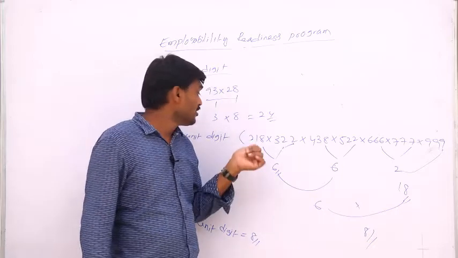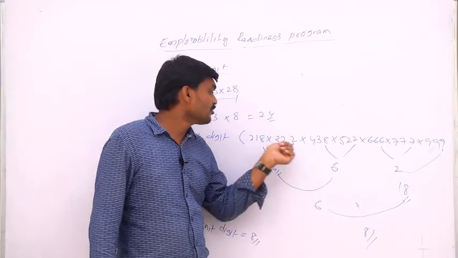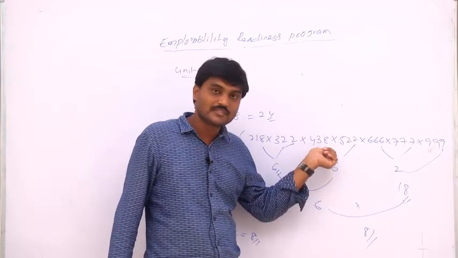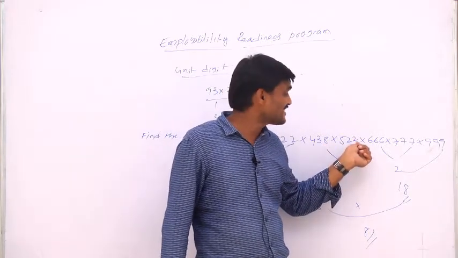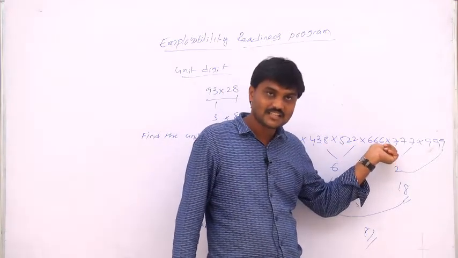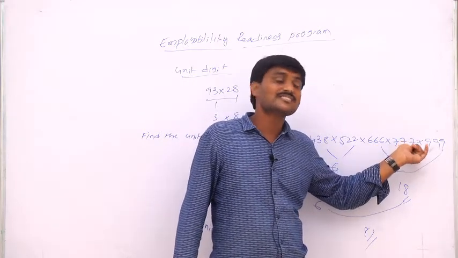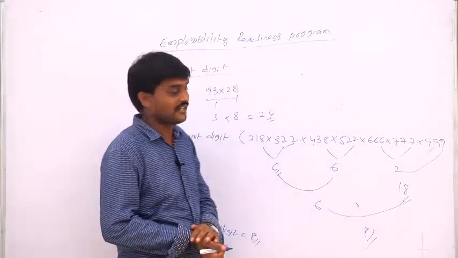That's why, if you want the unit digit of this expression: 8 into 2 is 16, the unit digit is 6; 6 into 8 is 48, the unit digit is 8; 8 into 2 is 16, the unit digit is 6; 6 into 6 is 36, the unit digit is 6; 6 into 7 is 42, the unit digit is 2; 2 into 9 is 18, so the unit digit is 8.